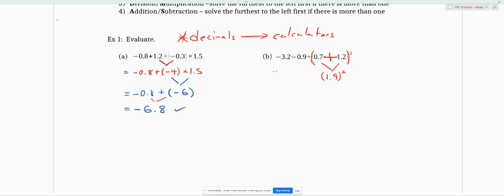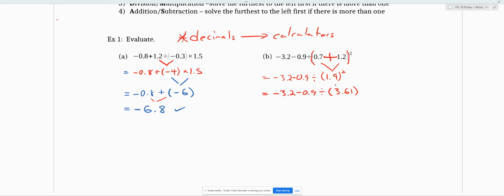So let's just copy the rest over to the left here. I have negative 3.2 minus 0.9, and then I'm dividing that result. Next, I have to do the exponent. So again, I'm going to copy negative 3.2 minus 0.9, divided by what is 1.9 squared. You're going to get a result of 3.61. So remember, this is 1.9 times 1.9.